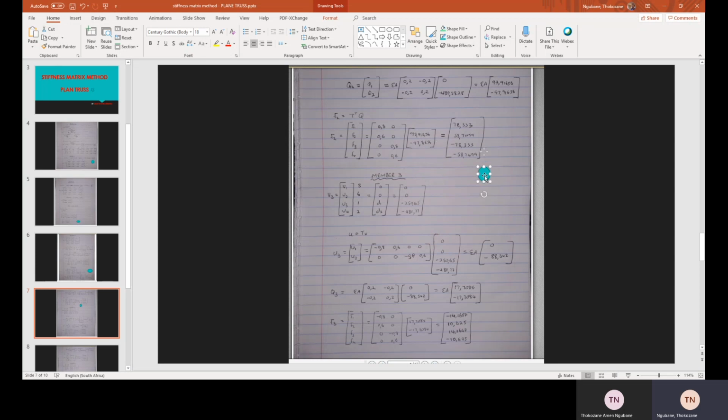Then we get those values here. And then on member 3, we do the same thing. Remember to name your stiffness. It's 5, 6, 1, and 2. And then there is no force on 5 and 6. That's why you have 0. D1 and D2, we have 1 and 2.